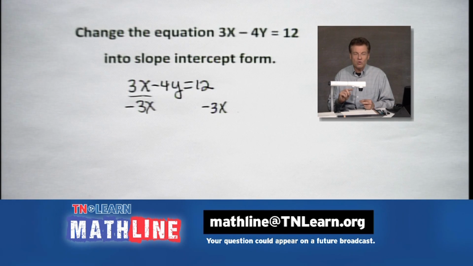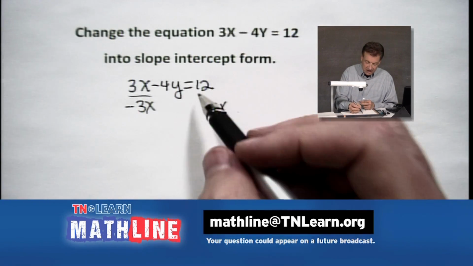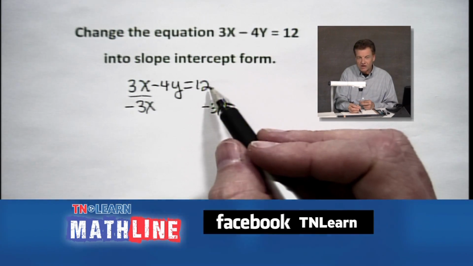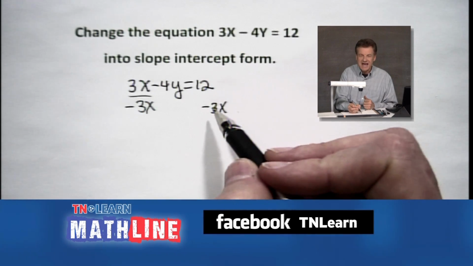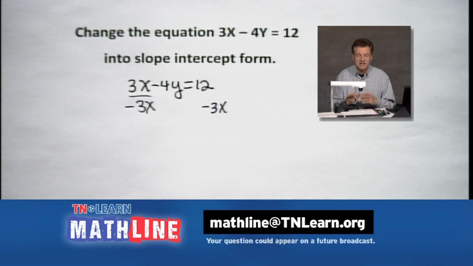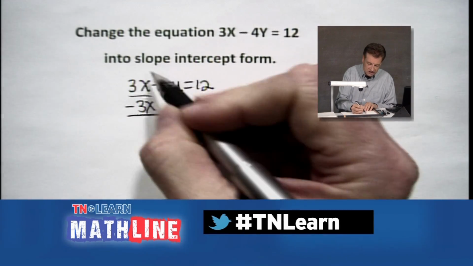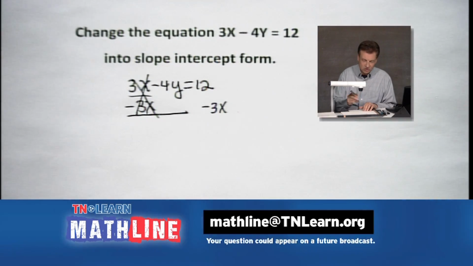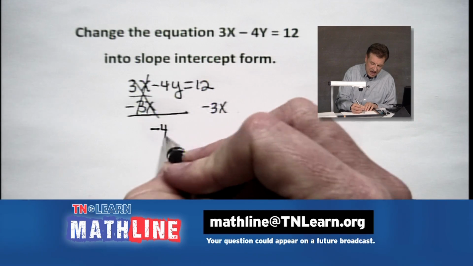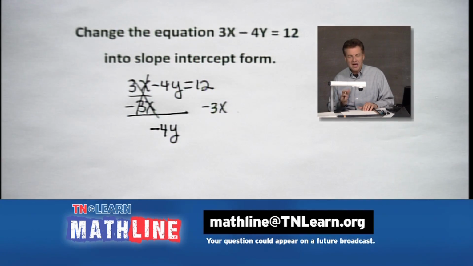Now folks, a real word of caution right here. These do not mix. 12 does not have an x on it, so you can't come up with 9x here. You can't say 12 minus 3 and then put an x on it. It doesn't work that way. They're not like terms, so they have to stay separated. However, over here, the 3x is gone. We're left with a negative 4y, or a minus 4y.